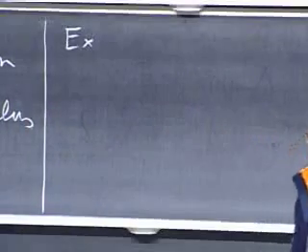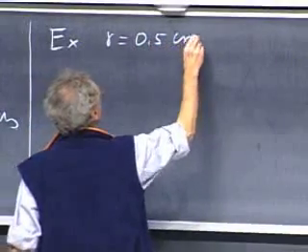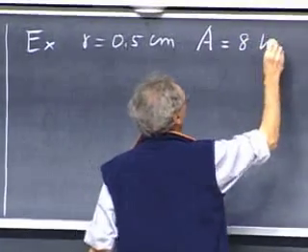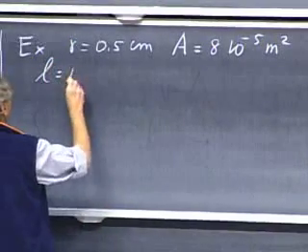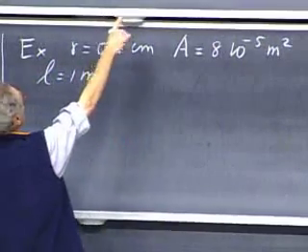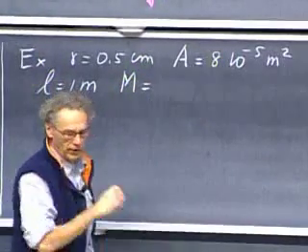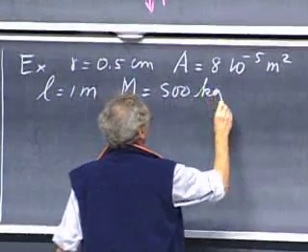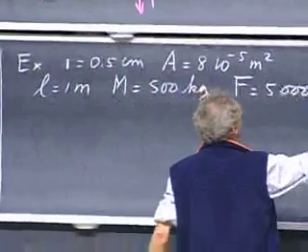I can take a rod with a radius r, which is 0.5 centimeters. That would give me a cross-sectional area of 8 times 10 to the minus 5 square meters. So it's this thick, the rod. I make it very simple. I make the length 1 meter. And I hang on the rod at the bottom a mass m, which let's say is 500 kilograms. Yes, I want 500 kilograms. In other words, the force which I pull on the rod is about 5,000 newtons.